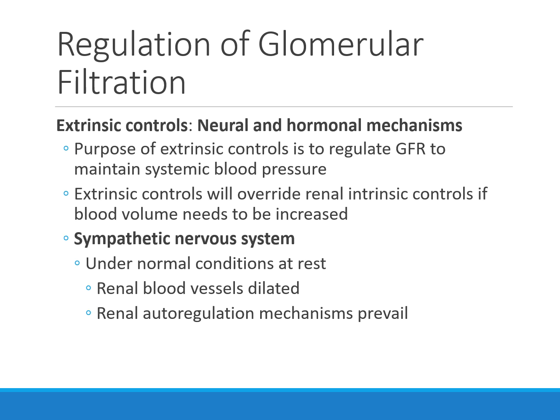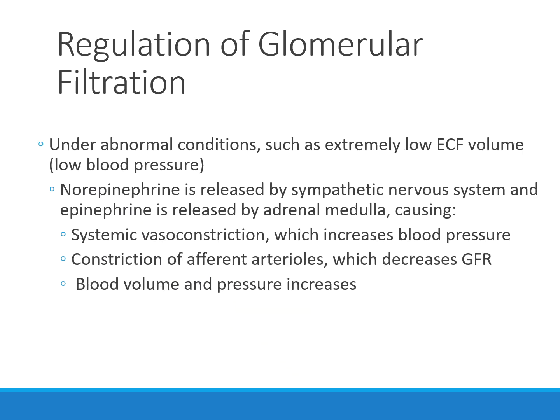What about the extrinsic controls? This is the neural and hormonal mechanisms. The purpose of extrinsic control is to regulate the GFR to maintain your systemic blood pressure. Extrinsic controls will override the renal intrinsic control if your blood volume needs to be increased. Under normal conditions at rest, the sympathetic nervous system leaves the renal blood vessels dilated. The renal autoregulatory mechanisms prevail.